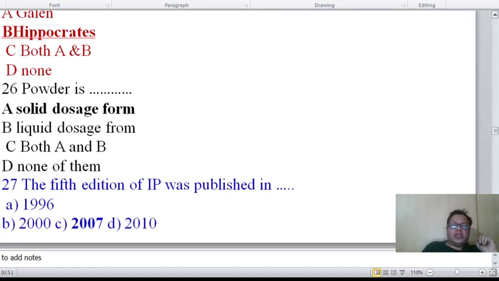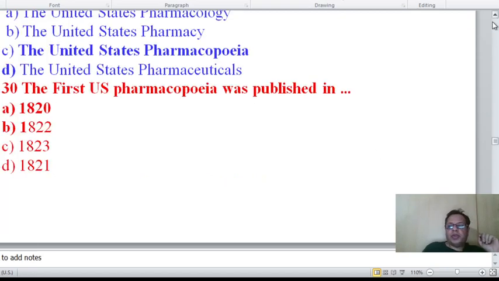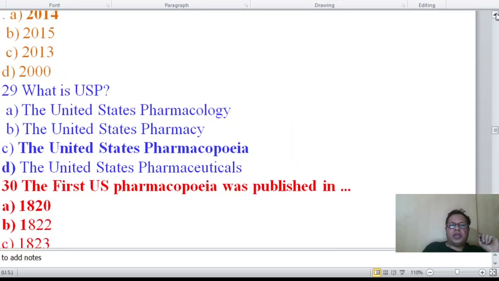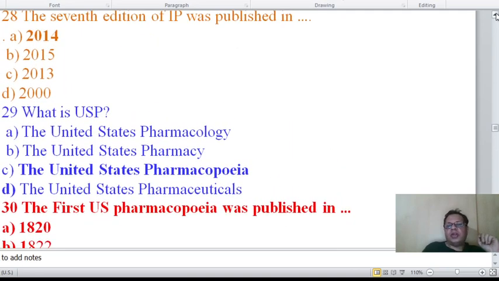Question number 27. The first edition of Indian Pharmacopoeia was published in... So it's not first, it is the fifth edition of the Indian Pharmacopoeia that was published in 2007. So for question 27, option C is the right choice. Let's move ahead with question number 28, which asks about the 7th edition of the Indian Pharmacopoeia, which was published in 2014. What is USP? It is definitely the United States Pharmacopoeia. So it is not United States Pharmacology, nor United States Pharmacy or United States Pharmaceutical. The answer is C, United States Pharmacopoeia.